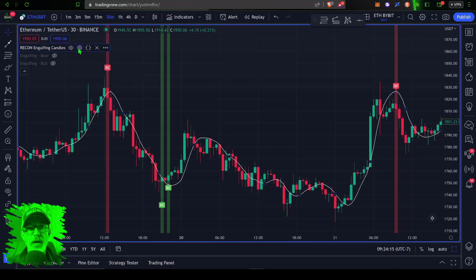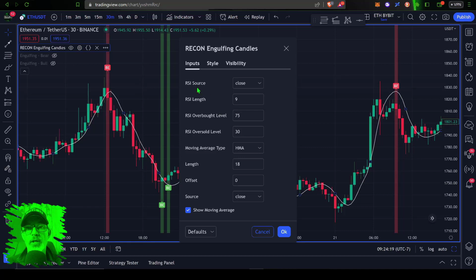Also, as far as the RSI settings, if we come to the settings cog for the indicator, you can see for a bearish engulfing candle to qualify, the RSI overbought level must be above 75, and for a bullish engulfing candle to actually qualify and print on the chart, the RSI oversold level must be below 30. And obviously you can customize and configure these settings to meet your strategies. These are just set up for my particular trading strategy.